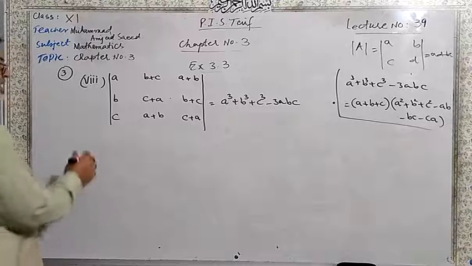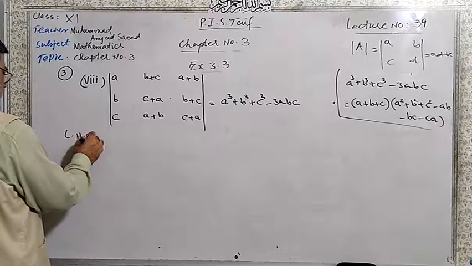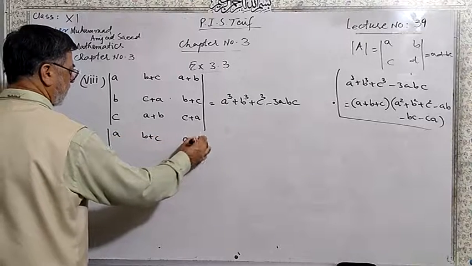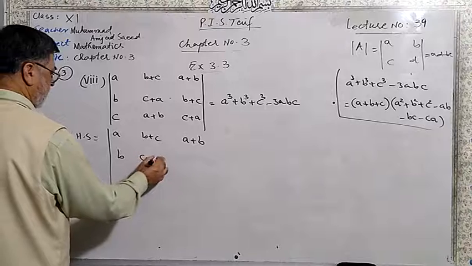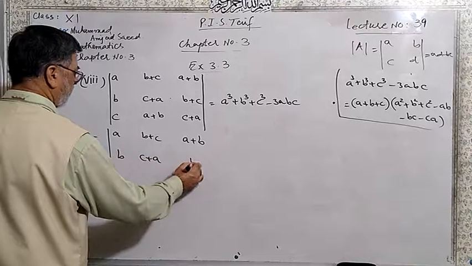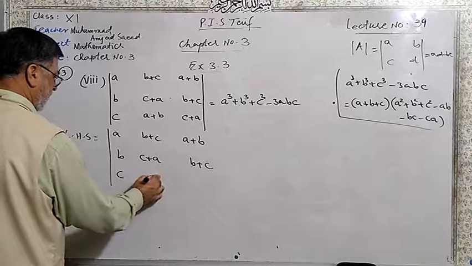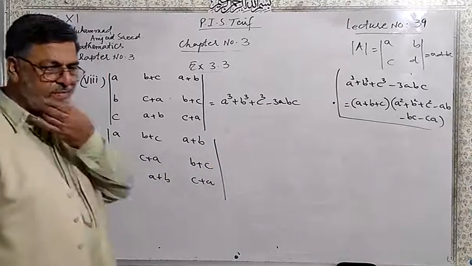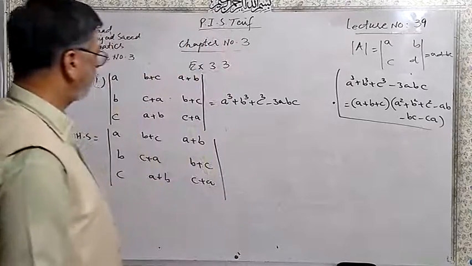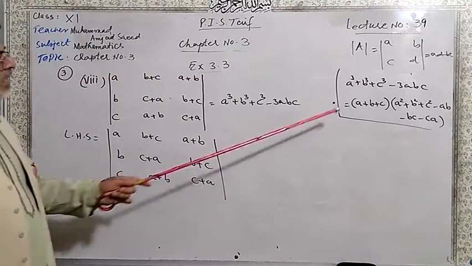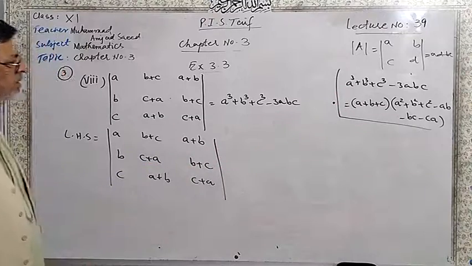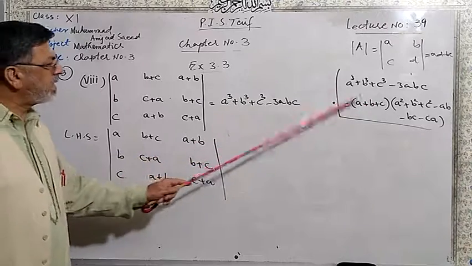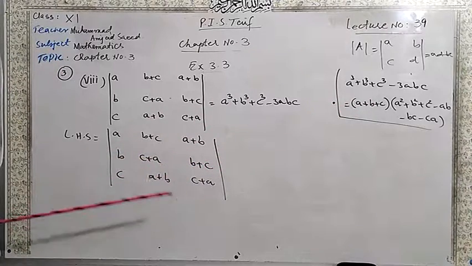So we will take the left hand side: a, b plus c, a plus b; b, c plus a, b plus c; c, a plus b, c plus a. Keep in mind that you have to make this right hand side, a plus b plus c as a bracket. You must have this one. To get this, I got the idea.